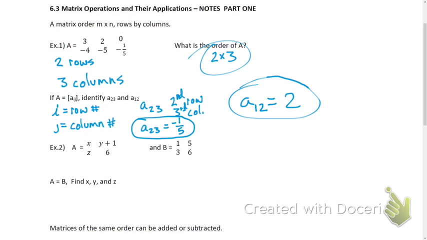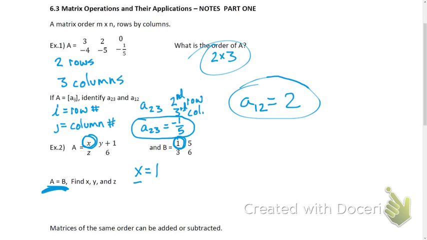When we look at 2 different matrices, it's possible that they're the same matrix but just a different name. And sure enough, on number 2, these 2 are the same matrix. See down here where they say A equals B? So I know that whatever is top left here is the same as top left here. So naturally, x equals 1.